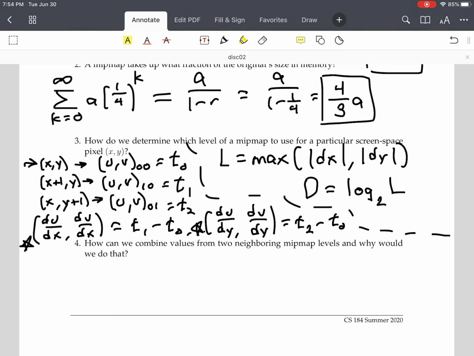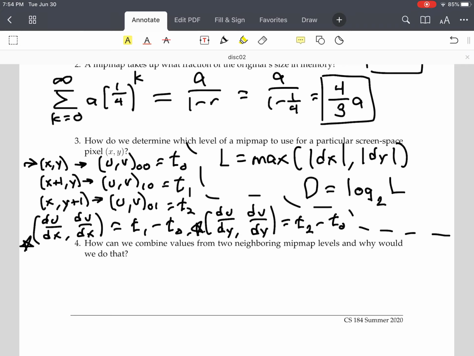Okay, and now let's talk about the last question. How can we combine values from two neighboring mipmap levels, and why would we want to do that? One thing we could do, well, we talked a little bit about interpolation. I think you went over bilinear interpolation in class, where if a point is not directly on a pixel, you can take the values nearby and then do a weighted average to see what value you should give that point.